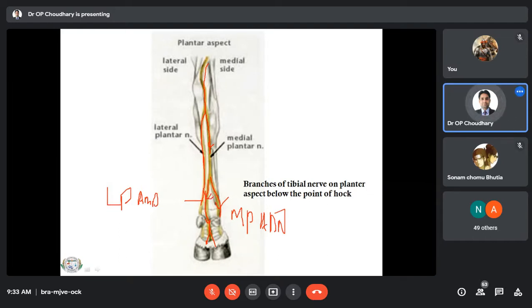As I already told you, in the peroneal nerve there are two branches, one is the dorsal branch and one is the plantar branch. This plantar branch of the deep peroneal comes and joins the common branch of the tibial nerve, and this dorsal branch goes and joins the common branch of the superficial peroneal nerve.